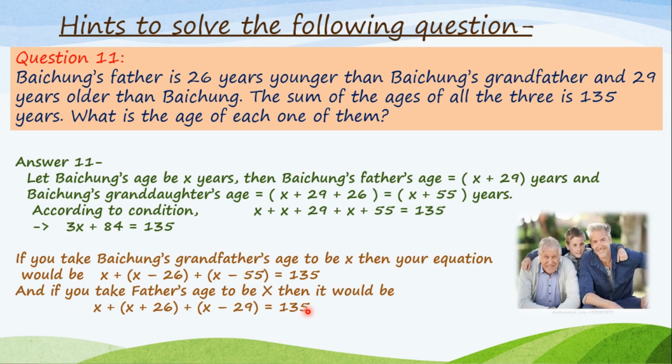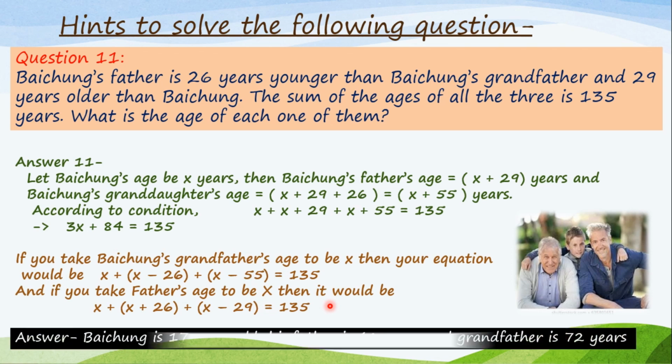Bachung की, father की और grandfather की age नहीं बदलेगी, वो same रहेगी. तुम कैसे भी start करो. So you will get the answer that Bachung's age is 17, father is 46 and grandfather is 72 years old. Each time, you will get the value of x different.